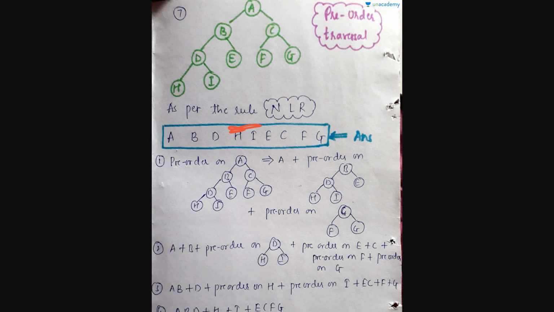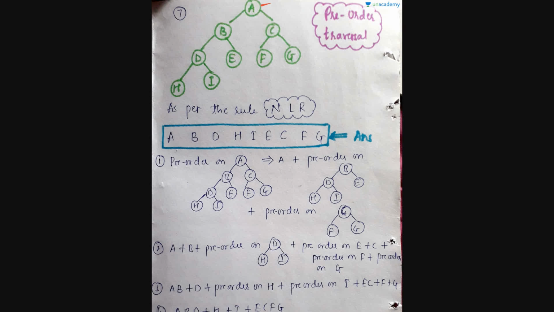After that, after N, L, we have the rule as R. So R has to be written. For D, R is I. So after H, I is written. After I, B is the main root and the left side is completed. So we'll go for the right, and right is E. So E has to be written over here.